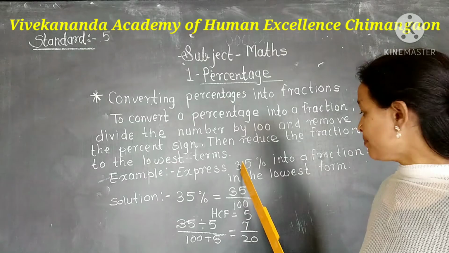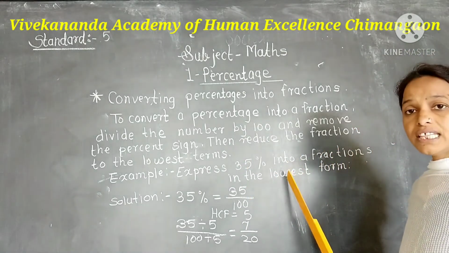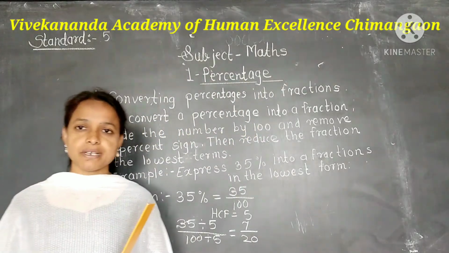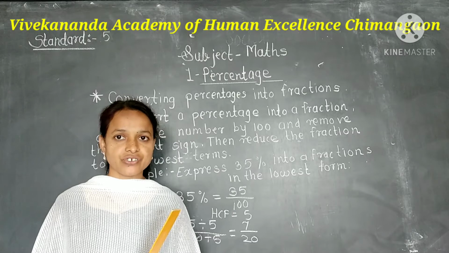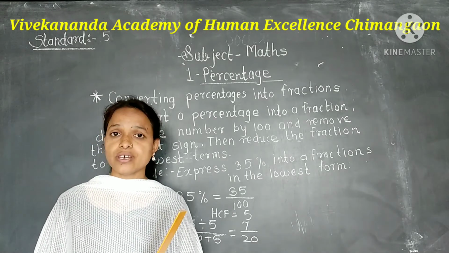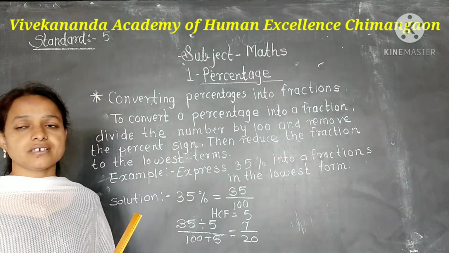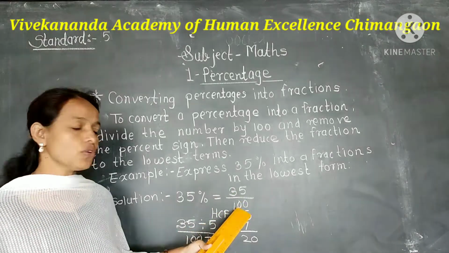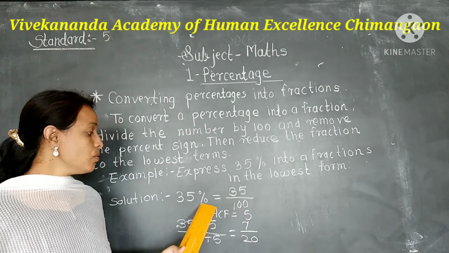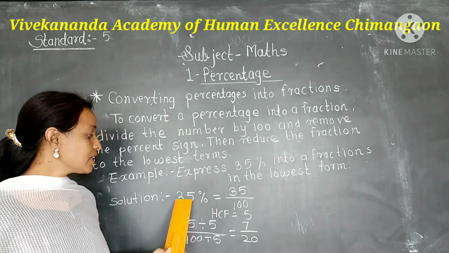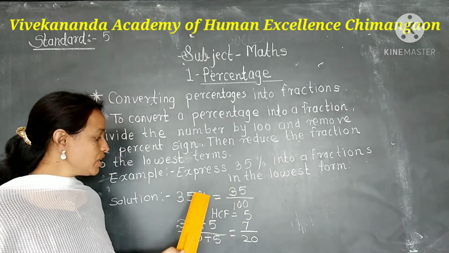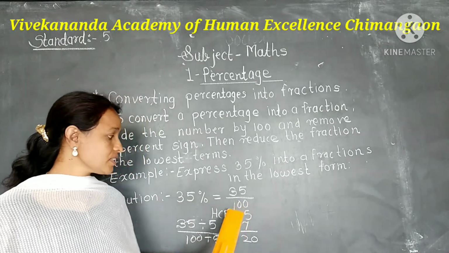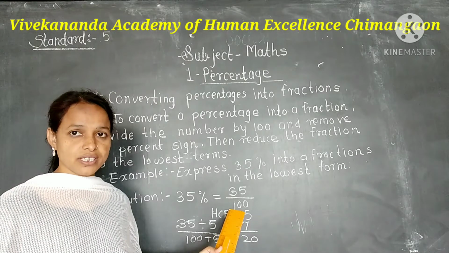Express 35% as a fraction in the lowest form. See, here we have to convert or express 35% into fraction in its lowest form. So 35%, see student, this solution, 35% we write as 35/100. This we have learned: remove percent sign and divide the given number by 100. Next, we have to reduce it into its lowest term.